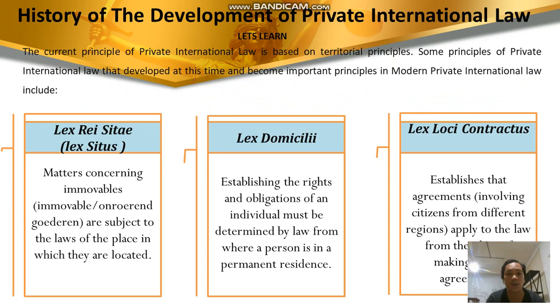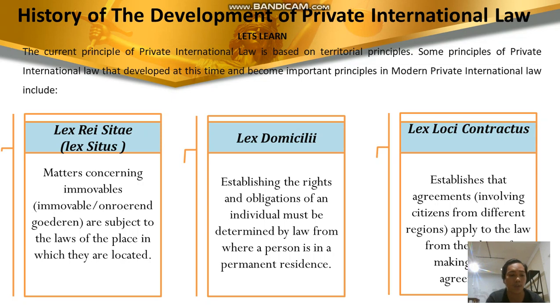The current principle of private international law is based on the territorial principle. Some principles of private international law that developed at this time and became important principles in modern private international law include: one, lex rei sitae, or lex situs, meaning that immovable property is subject to the laws of the place in which it is located.